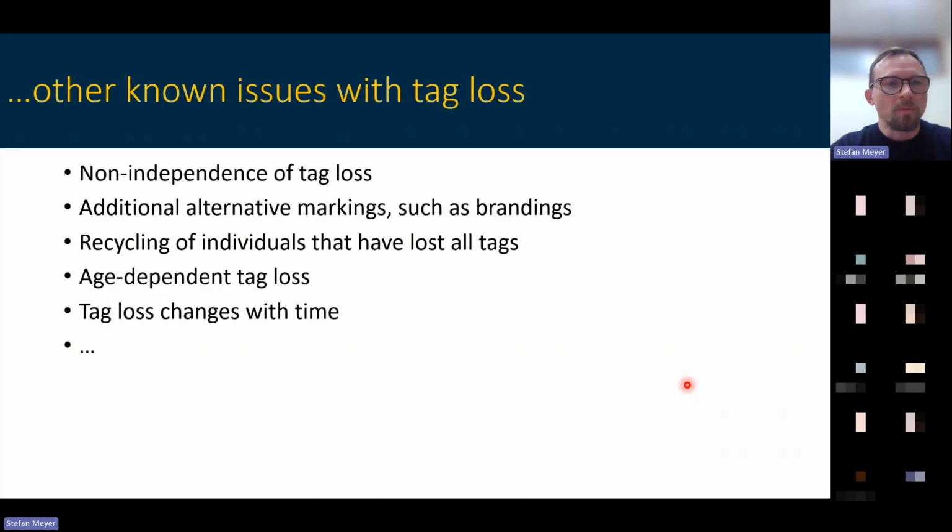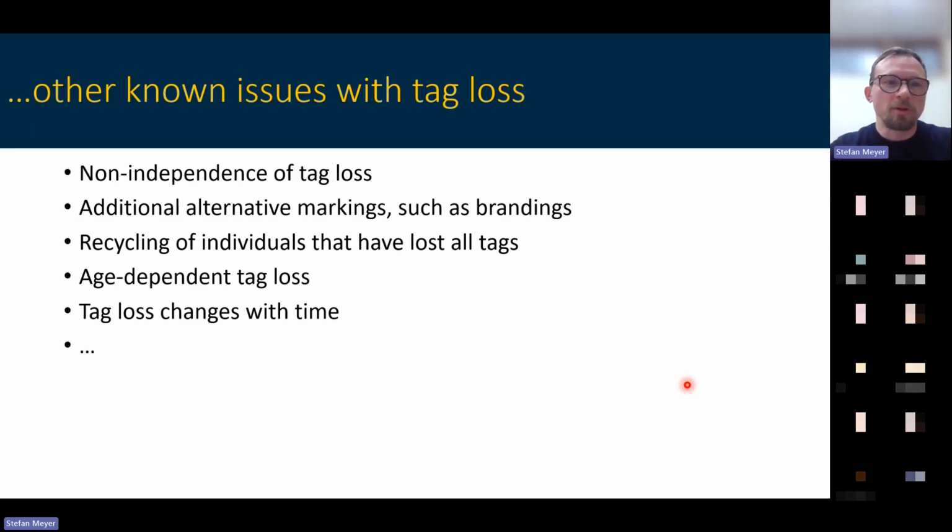So we would require some more permanent markings, such as brandings or other means. Another more recently described issue is the recycling of individuals that have lost all their tags. In this study, it's not an issue, as individuals are assumed to be only tagged early in life and not tagged as adults. But if an animal is retagged as an adult, what could happen is that you tag the animal early on, it loses both of its tags, and then the animal is re-tagged later in life, assuming this is a new individual in the pool of tagged individuals.